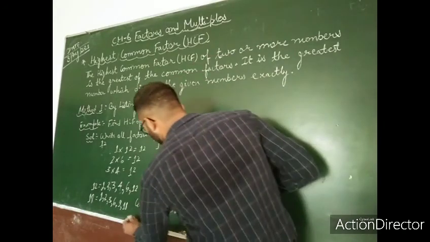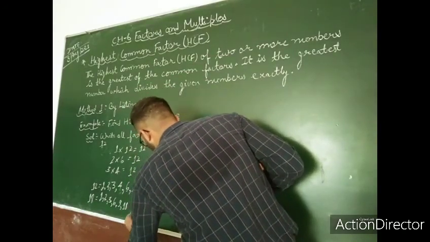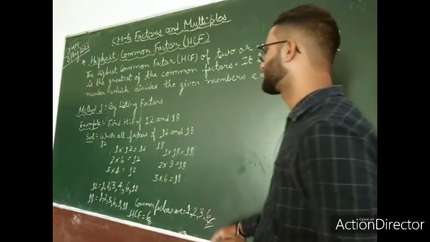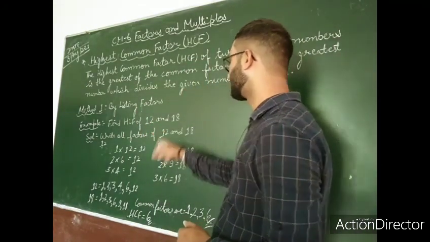So here we say that GCF equal to 6, right? So GCF of 12 and 18 is equal to 6.